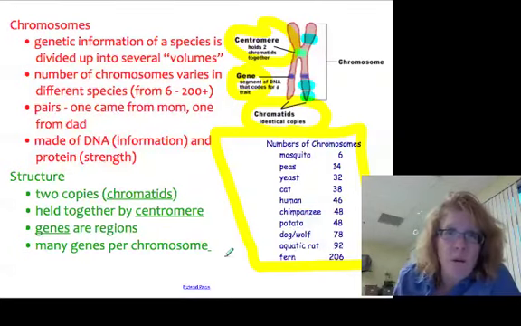A potato has more chromosomes than you do. Maybe that explains some things about a couple of you. I'm not putting any names on that.